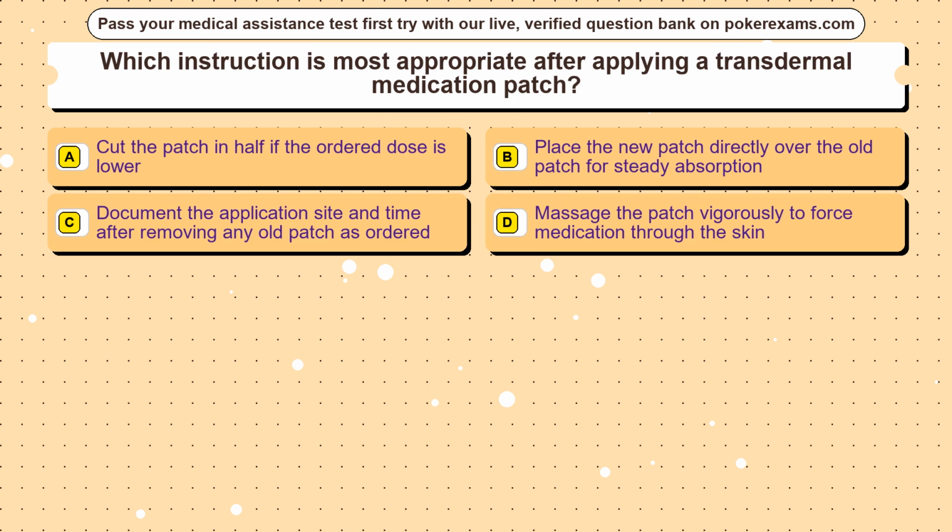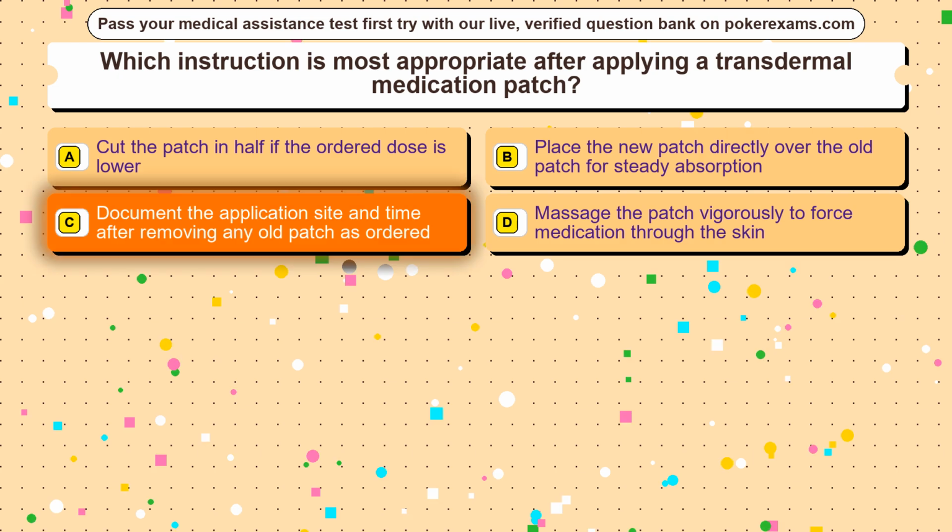Question 77. Which instruction is most appropriate after applying a transdermal medication patch? Option A, cut the patch in half if the ordered dose is lower. Option B, place the new patch directly over the old patch for steady absorption. Option C, document the application site and time after removing any old patch as ordered. Option D, massage the patch vigorously to force medication through the skin.